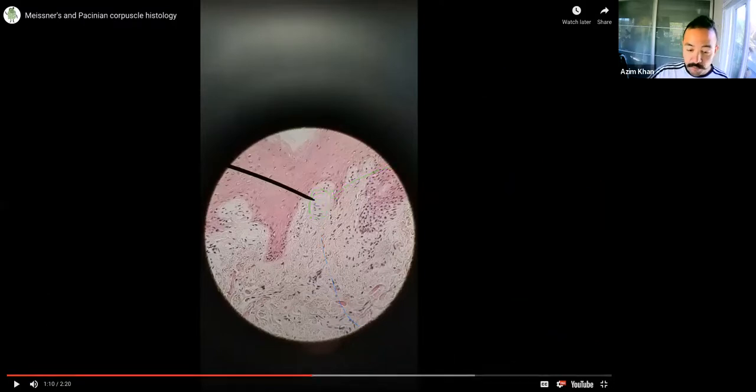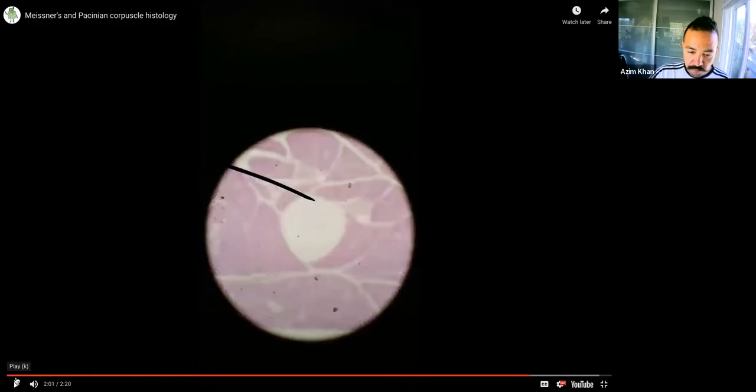Similarly, for a Pacinian corpuscle, these are much larger. Previous one was at 400x, this is at 100x. Pacinian corpuscles are also complex neural receptors, covering up dendrites of a pseudounipolar neuron.